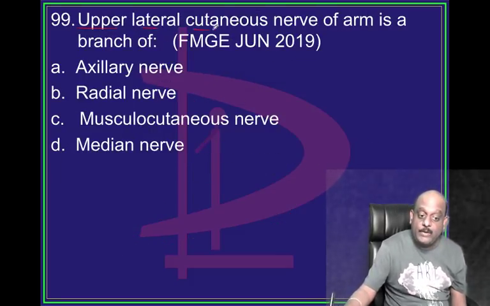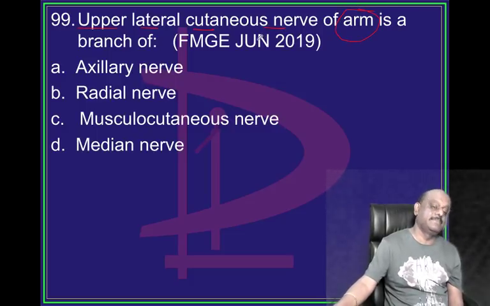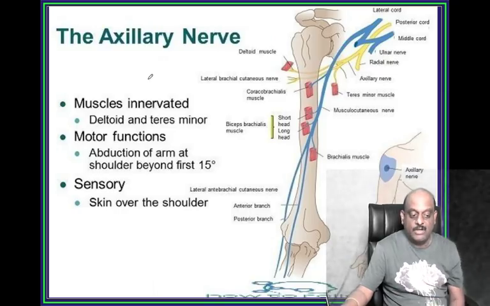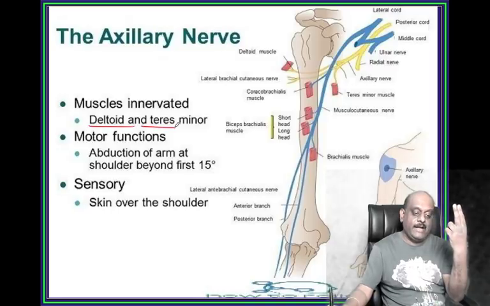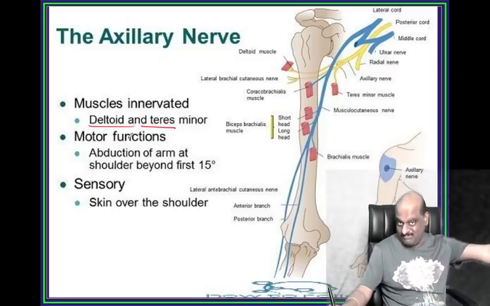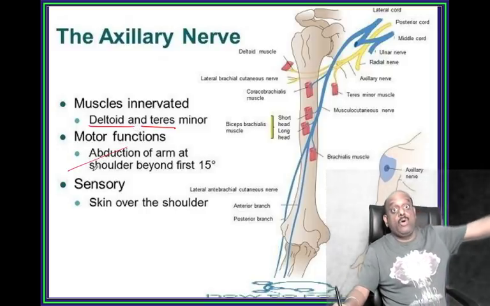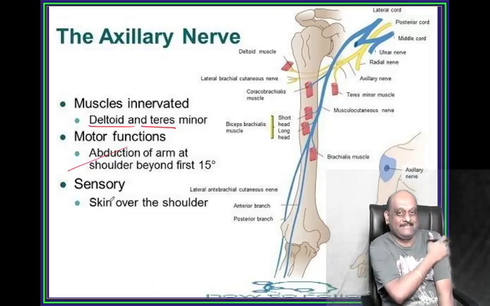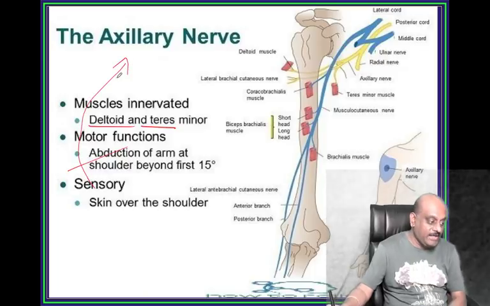Upper lateral cutaneous nerve of arm. Which one? Axillary nerve. So you should remember, what are the two muscles innervated by axillary? Deltoid and teres minor, not teres major. Now, what does it do? It will do abduction beyond 15 degrees. Regimental badge area, that is the area of sensory innervation by the axillary nerve.